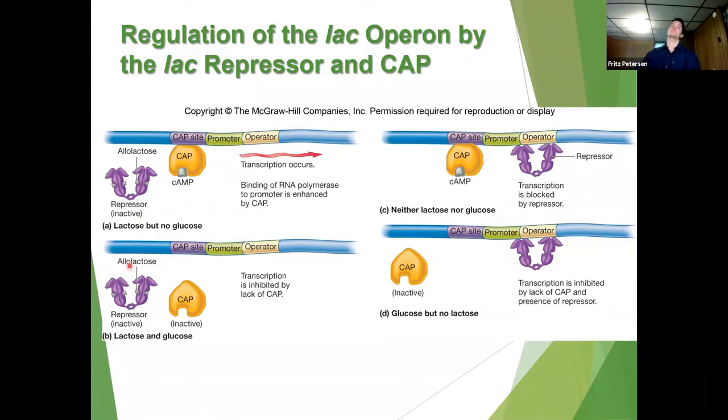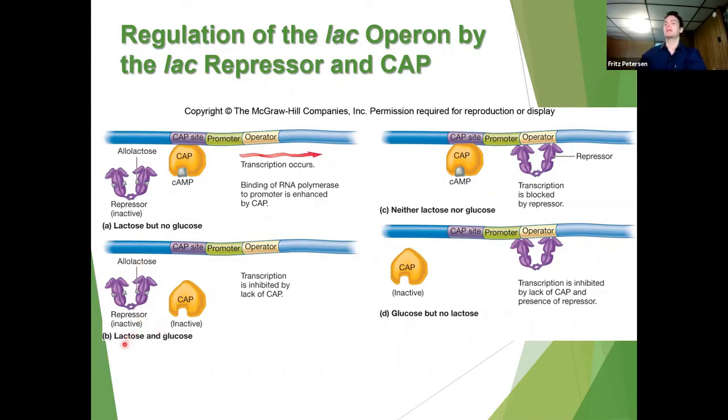So what happens when we have both lactose and glucose? In this case, the cell will favor glucose. The genes required for the metabolism of lactose, we don't want them to be synthesized here, because it would essentially just be a waste of energy.